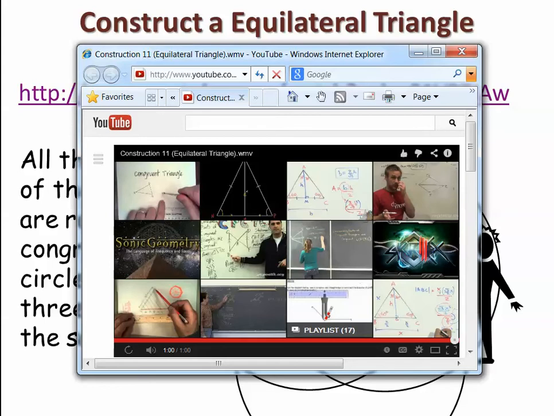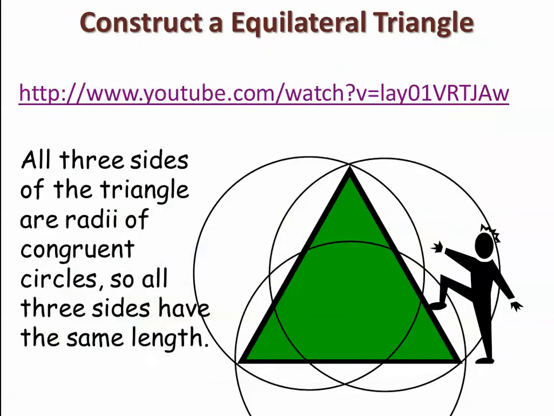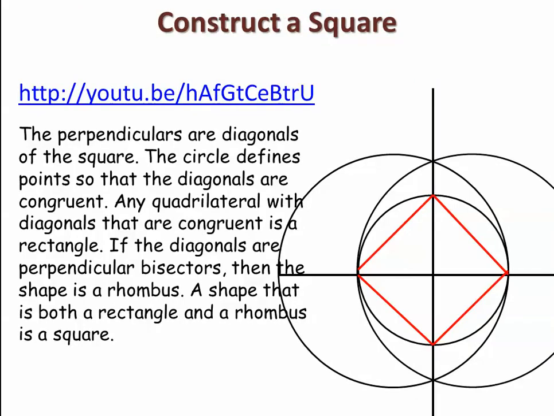Okay, let's go on to the next slide. Let me minimize that. Alright, this is constructing a square. Okay, the perpendiculars are diagonals of the square. The circle defines points so that the diagonals are congruent. Any quadrilateral with diagonals that are congruent is a rectangle, and if the diagonals are perpendicular bisectors, then the shape is a rhombus. A shape that is both a rectangle and a rhombus is a square.